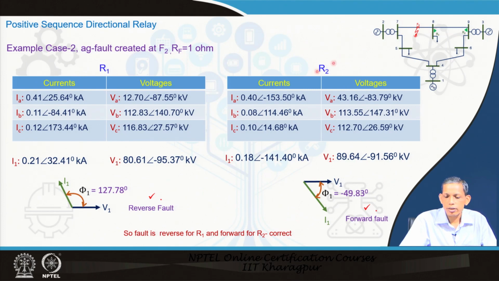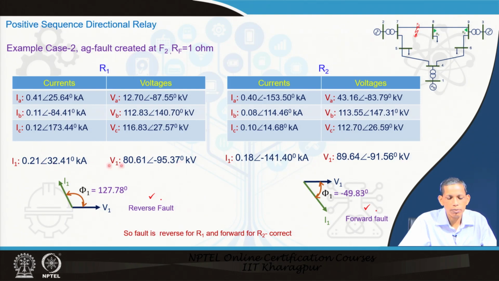Now, we will go to another case, fault is beyond line 8 9, that is R2 will still see it in a forward direction, but R1 will see it as a reverse direction. Now, let us see how they evaluate the corresponding fault situation. So, for R1 the corresponding current set is like this, and the corresponding voltage set is available here. You see VA phase voltage is substantially low. Now, if you compute the corresponding I1, this has a magnitude of 0.21 and angle of 32.41 degree, a positive angle. Now, V1 is 80.61 with a negative angle of 95.37.